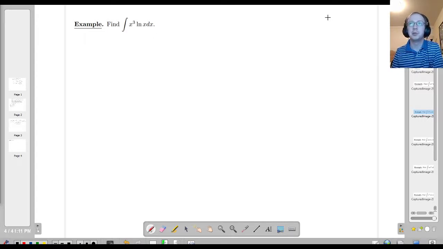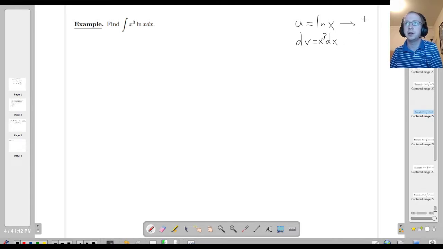So for this one, let's go through LIATE. If I'm thinking about the L in LIATE, I would be looking for any logarithmic functions. Well, sure enough, we actually do have a logarithmic function. It is ln x. So I didn't have to go very far down my list. u is going to be that logarithmic function, which means my dv is going to be everything else. So if I ignore the ln x, I've still got x cubed dx.